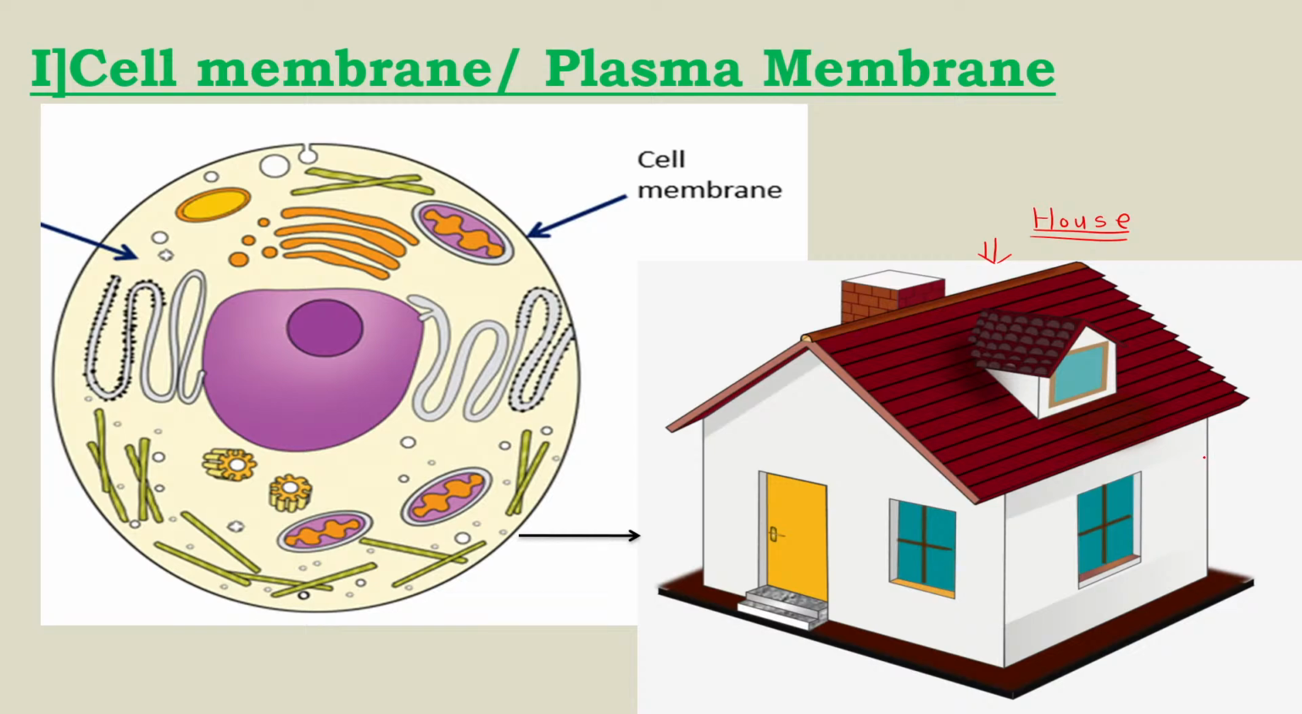So there are walls on the house. Imagine if there were no walls. The boundary of the house, we call it the wall. Okay, the walls of the house. If there are no walls for this particular house, what will happen? What will happen if these walls are not there? What do you think?